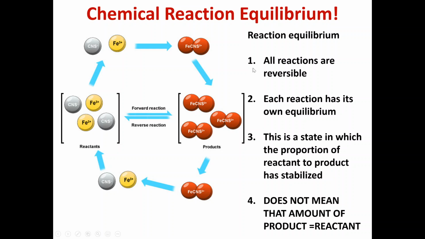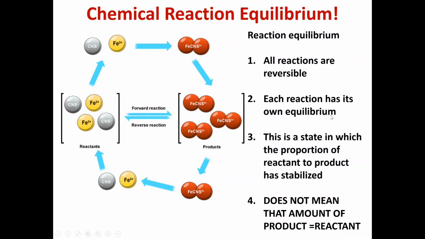What I mean by that is that when you put a reaction together, you'll get to a point where the amount of reactants is going to be stable and the amount of products is going to be stable. So anyway, let me put this down. Each reaction has its own equilibrium. What does that mean? A place in which the amount of reactant and product is stabilized.